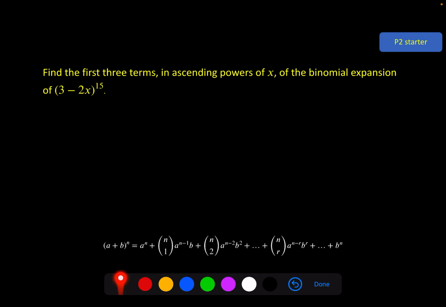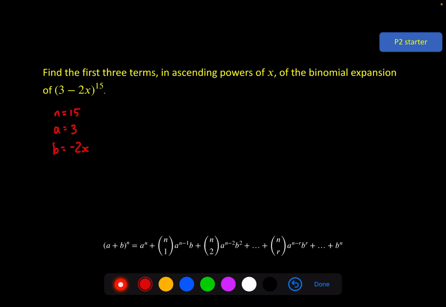Be careful you're aware of ascending powers of x and descending powers of x in terms of what you will get if you use the a to be the 3, or if you use the a to be the minus 2x. One of these will give you descending powers of x, the other ascending powers of x. So just keep an eye out for those words. In this case, I'm using n equals 15. The a will be the 3 to get ascending powers, and the b will be minus 2x.